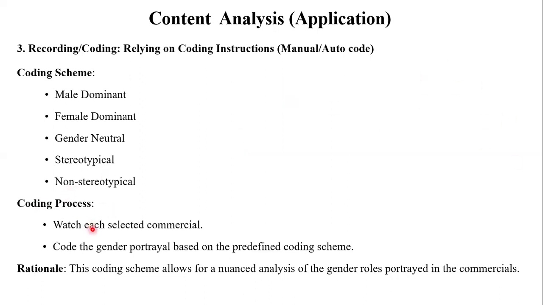The coding process would include watching each selected commercial and coding the gender portrayal based on the predefined coding scheme, which is predefined based on gender roles. We need to watch each selected commercial and decide whether it gives us a male dominant, female dominant, gender neutral, stereotypical, or non-stereotypical scenario. The rationale is that this coding scheme allows for a nuanced analysis of gender roles portrayed in the commercial.